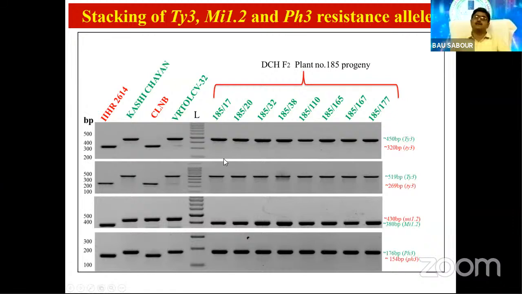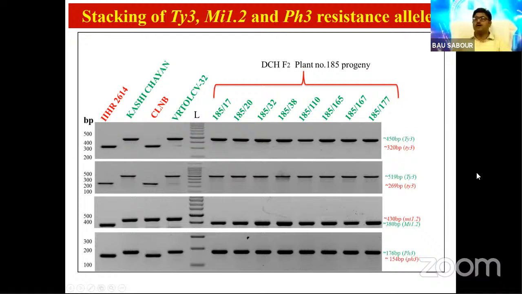So you can see these are the 11 plants that we have developed from these 4 parents: IHR 2614, Kashi Chayan, CLNB, and Vir12. You look for the Ty3, one is lacking, one is having. For the second gene based marker also, lacking Ty3, having Ty3, lacking Ty3, having Ty3. For Mi1.2, only one genotype, IHR 2614, is having it, the rest of the three are lacking. For Ph3, IHR 2614 and CLNB are lacking, whereas Kashi Chayan and Vir12 are having the resistant allele.